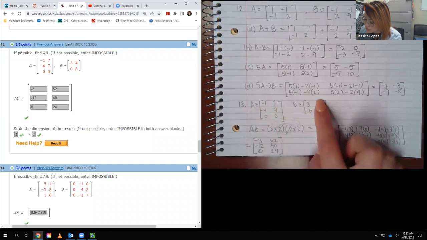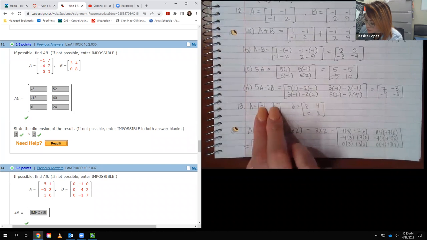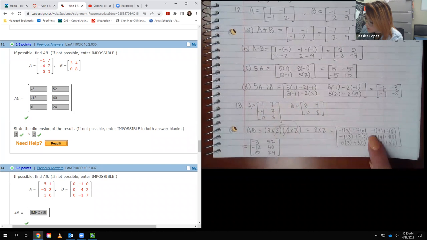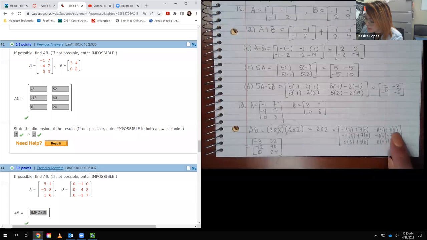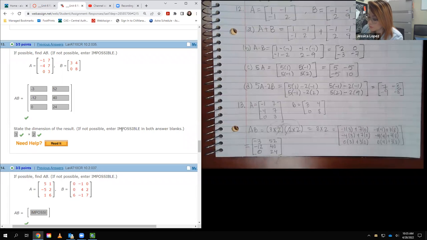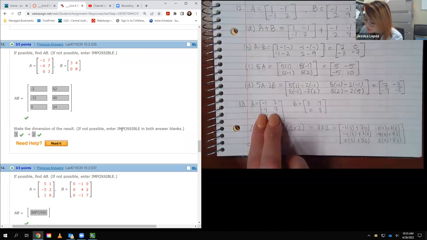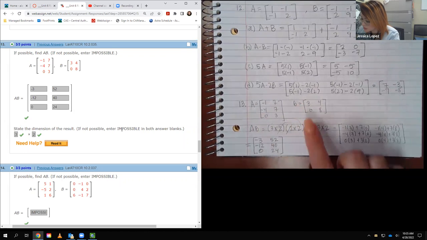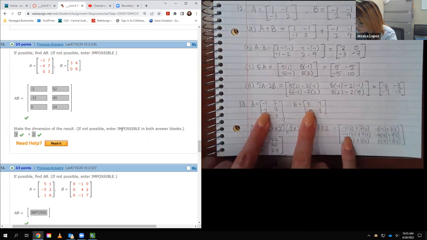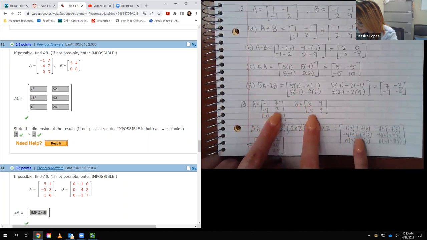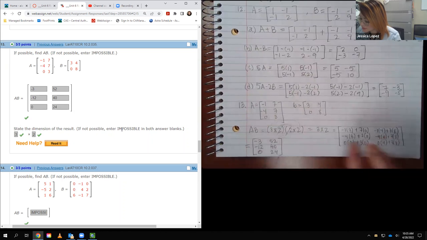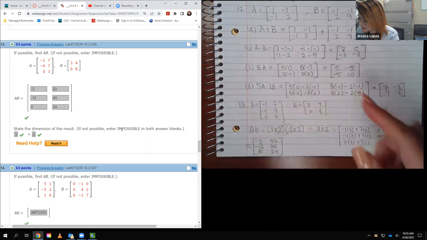Now, first row, second column, we do the first row times the second column. So negative 1 times 4 plus 7 times 8. If I want the second row, but the first column, I'm going to do the second row times the first column. So that would be negative 4 times 3, and then 7 times 0. Then for this spot, it's going to be the second row still, but the second column.